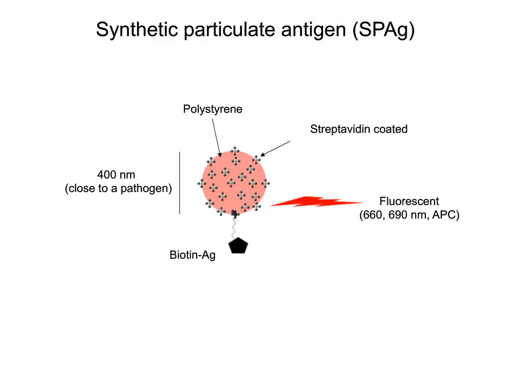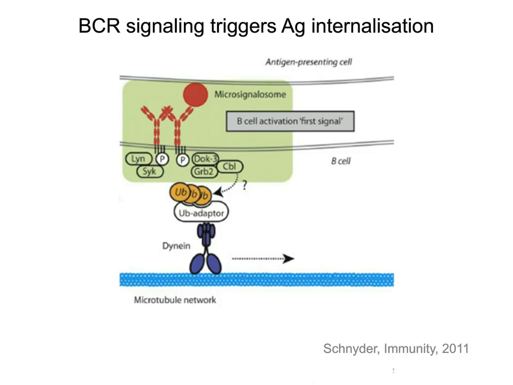Using this technology, the team of Facundo Batista, where I made my postdoc a few years ago, has shown that the binding of the antigen to the B-cell receptor was triggering a cascade of events leading to the association of the microsignalosome to a molecular motor called dynein. And this molecular motor is responsible for actively dragging the microsignalosome along the microtubules. And this is very important because this is the mechanism by which the antigen is going to be internalized by the B cells.